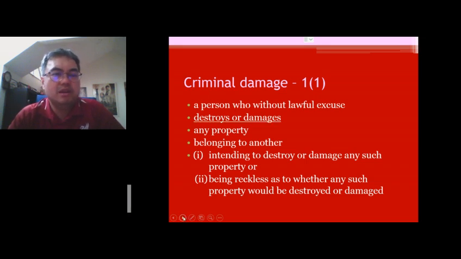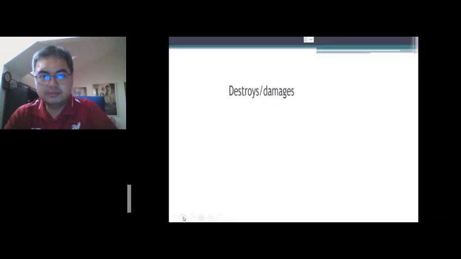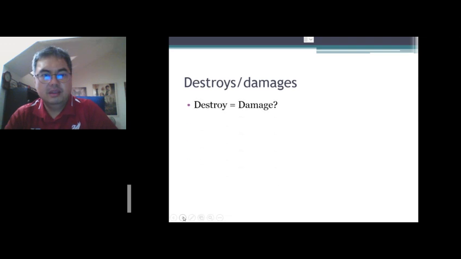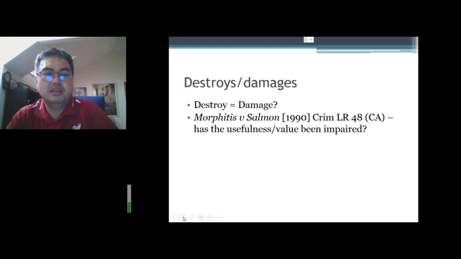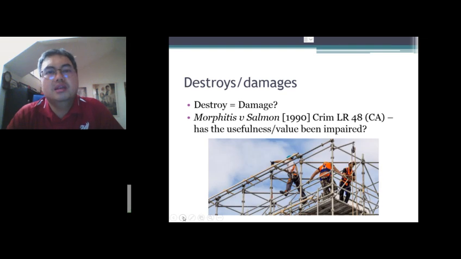Let's first look at what it means to destroy or damage. Now, is destroying something the same as damaging it? Well, no. Damaging it implies that it is not as bad or serious as destroying a property. Now, the definition of what amounts to damage can be found in the case of Morphitis and Salmon. This was a case where the property involved was some scaffolding clips, and there were scratches on it, so there was an allegation that the property was damaged.